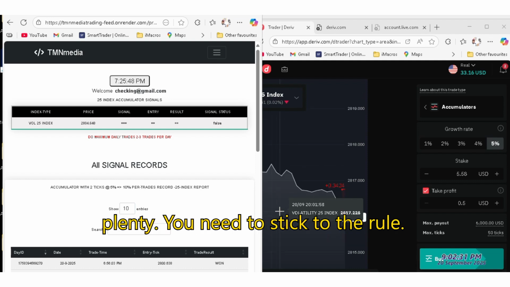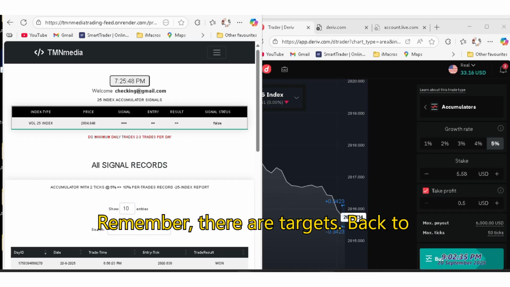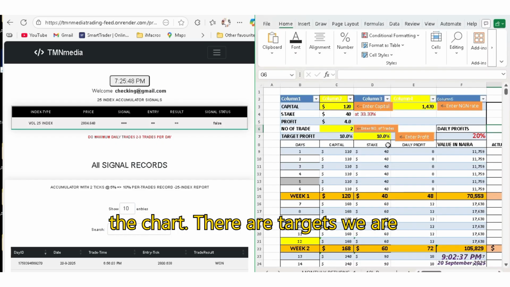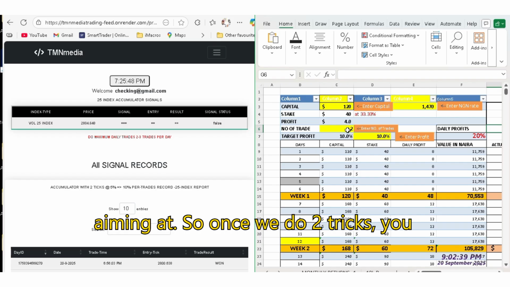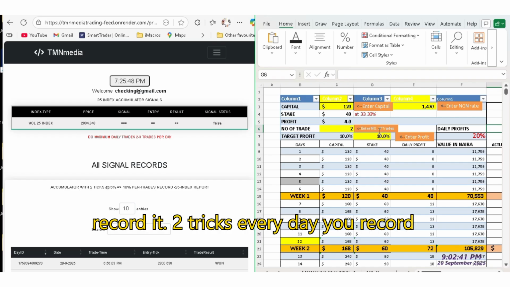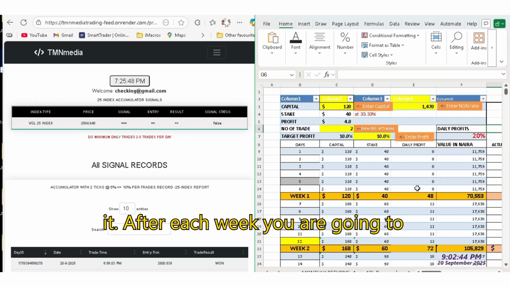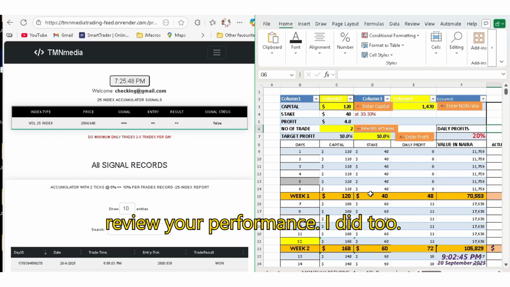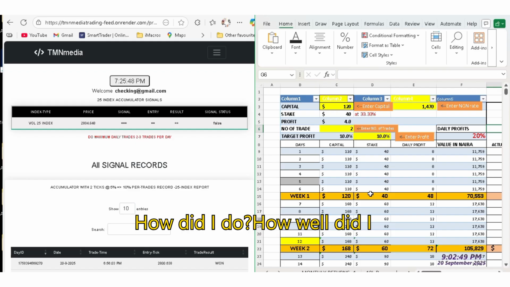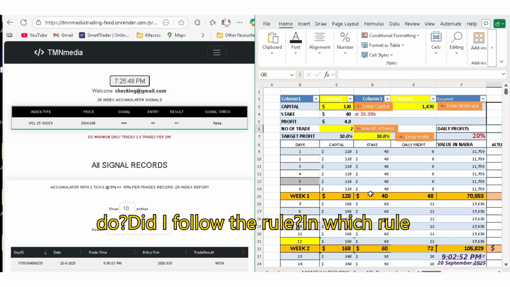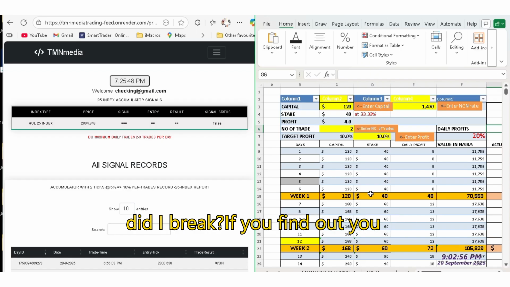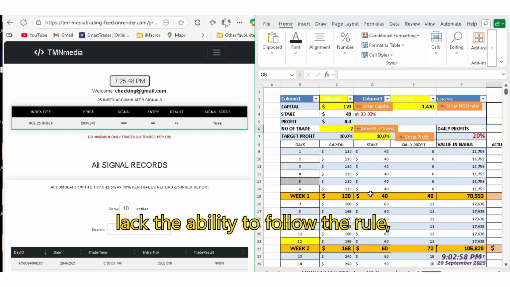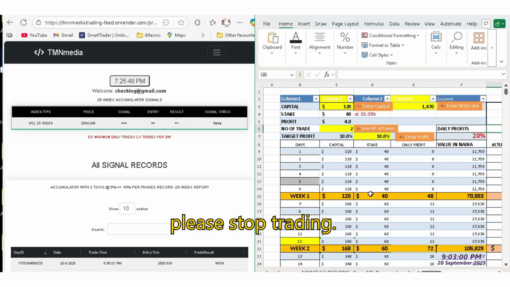You now don't need plenty. You need to stick to the rule. Remember, there are targets. Back to the chart. There are targets we are aiming at. So once we do 2 trades, you record it. 2 trades every day, you record it. After each week, you are going to review your performance. I did 2. How did I do? How well did I do? Did I follow the rule? Which rule did I break? If you find out you lack the ability to follow the rule, please stop trading.